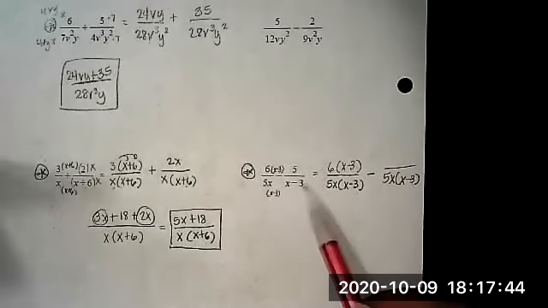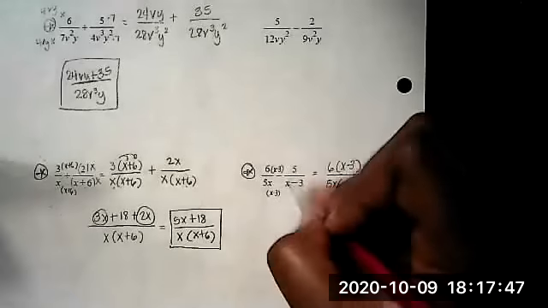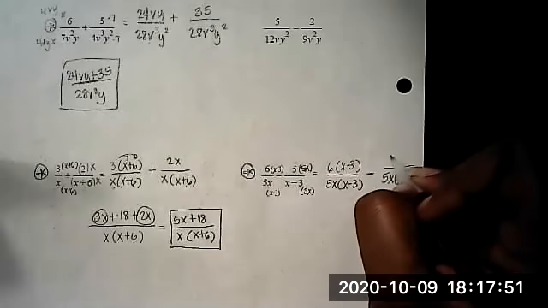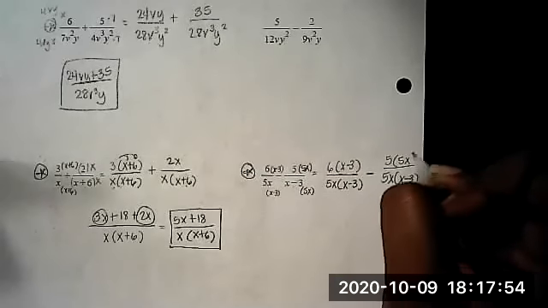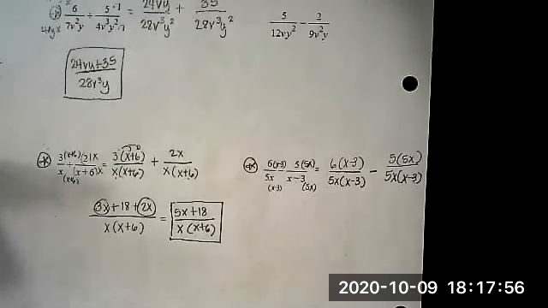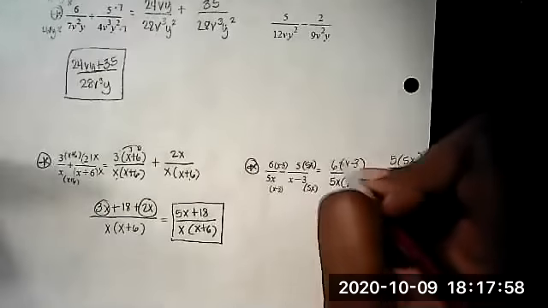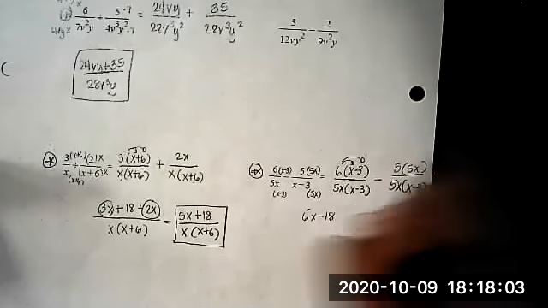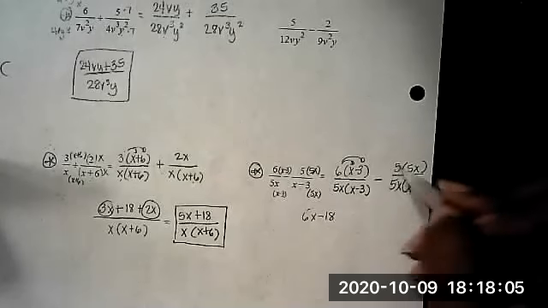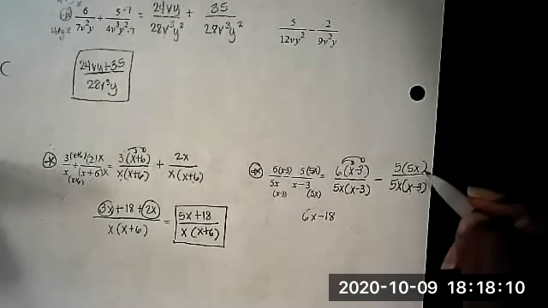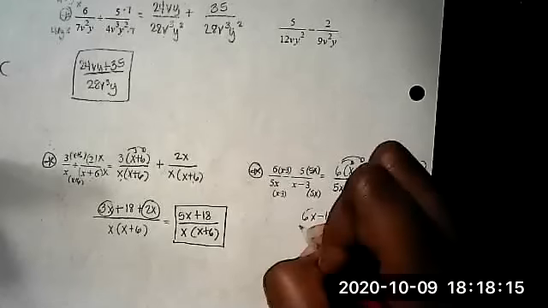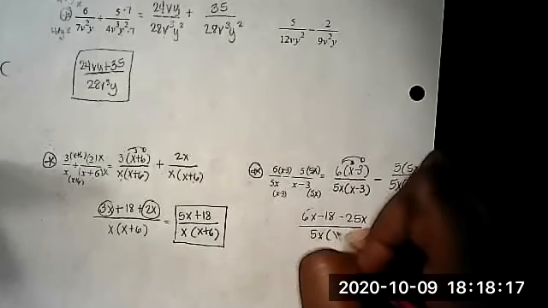Now to get from here to here, it looks like I had to add a 5x. So I have to add a 5x up top. So this becomes 5 times 5x. Let's do the distributing. Distribute here, distribute here. This becomes now 6x minus 18. And this is negative 5. Don't forget the negative in between belongs to this. So it becomes negative 5 times 5x is negative 25x. So minus 25x all over 5x times x minus 3.